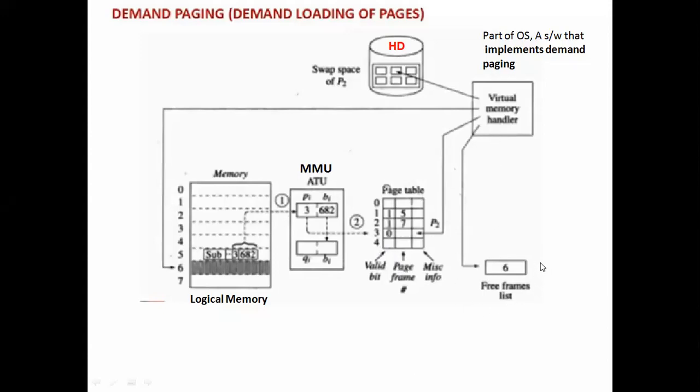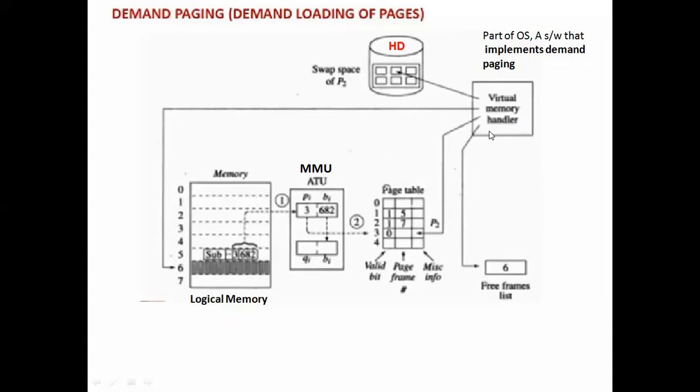And we have something called a free frame list. Among the available frames in the main memory, how many frames are free? That will be shown in the free frame list. And we have something called a virtual memory handler. This virtual memory handler is nothing but a part of the operating system, or a simple piece of software, that will be implementing demand paging.